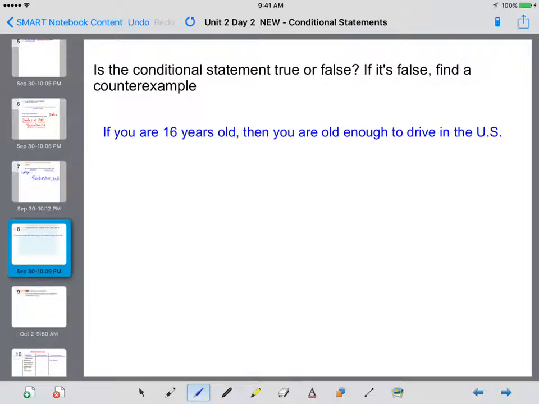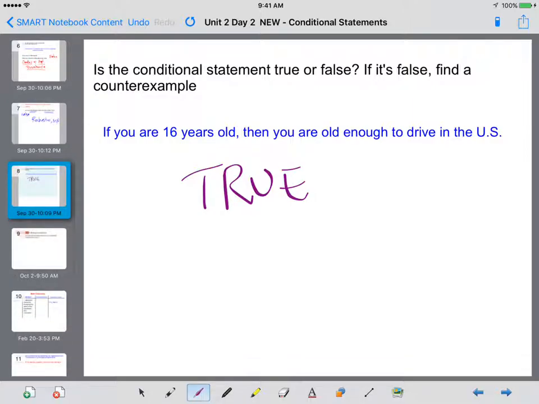If you are 16 years old, then you are old enough to drive in the U.S. This is a true conditional. If you're 16, you're old enough to drive by yourself in the United States.